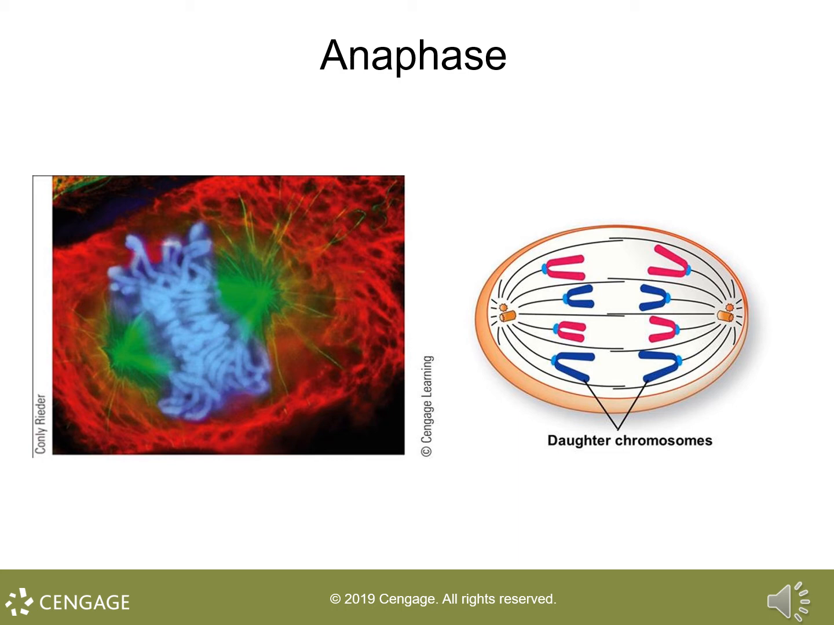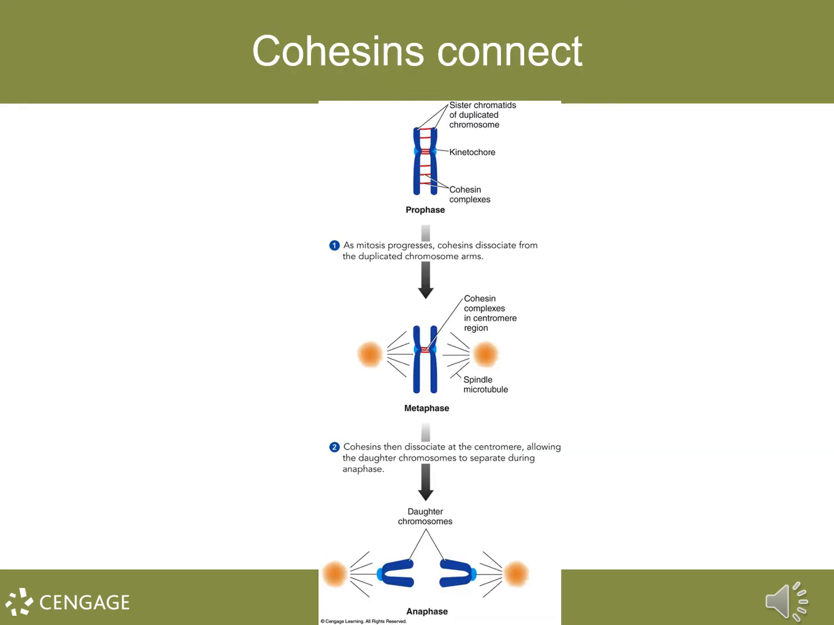And so again, sister chromatids are going to separate at their centromeres, and one group of chromosomes moves towards each pole of the cell. And those spindle poles, you can see that the cell is now no longer as perfectly round as it was. It's starting to pull apart, and those poles are moving farther apart. Let's go ahead and take a closer look at those cohesins we've been talking about.